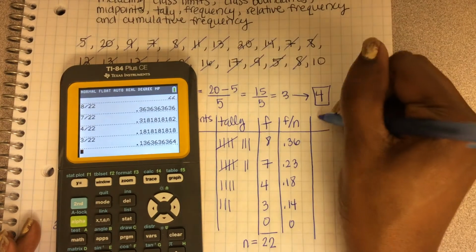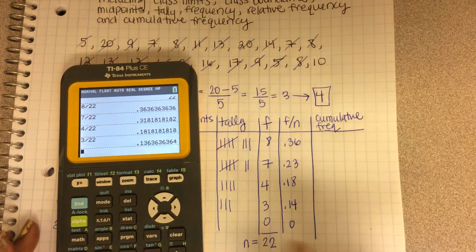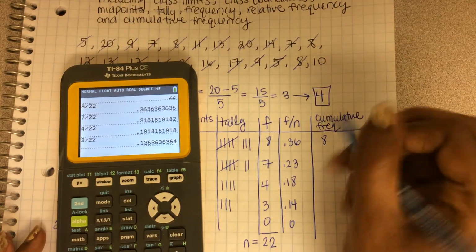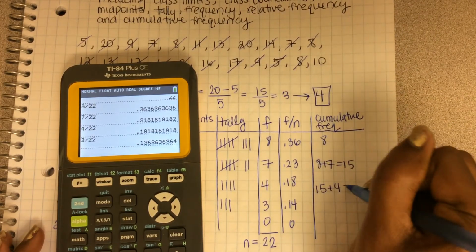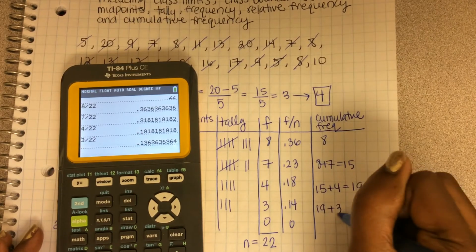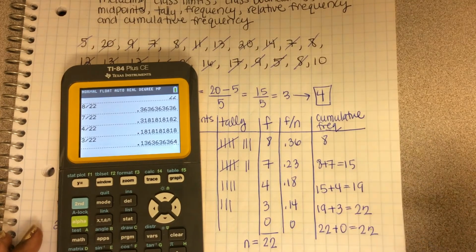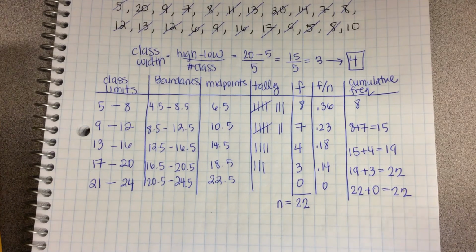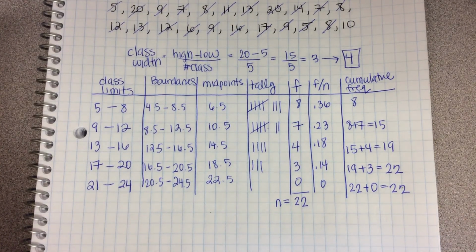So now my cumulative frequency is adding each sum. So this one is 8. This one's 8 plus 7, which is 15. 15 plus 4, which is 19. 19 plus 3, which is 22. And 22 plus 0, which is 22. Now from all these values, I could then draw a histogram, a relative frequency histogram, or an ogive. So you'll practice that in class tomorrow on your 2.1 worksheet.